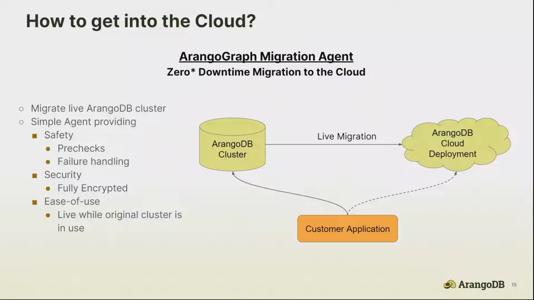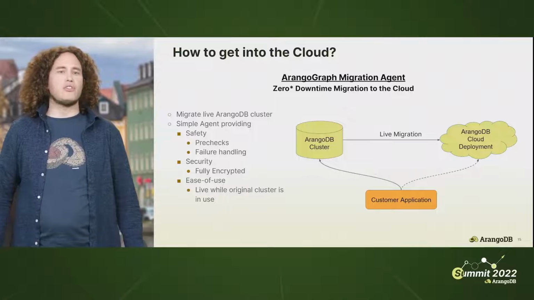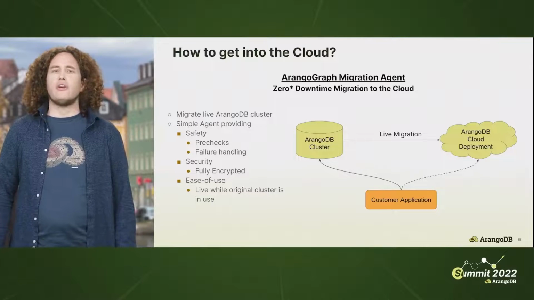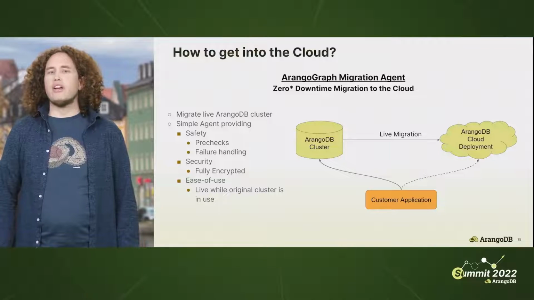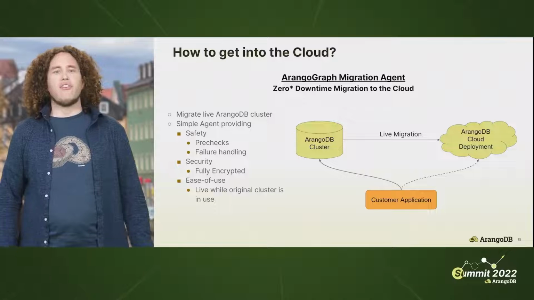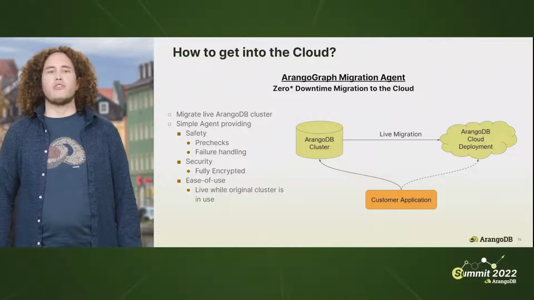Okay. Now, big question: that all sounds great, but how do I get my data in there? You might already have a cluster running somewhere, either on-prem in your own installation, or you might be operating your ArangoDB cluster on some cloud provider. So basically, this is your production cluster, and now you want to migrate over to the managed service solution, but you cannot encounter any downtime. This is where we're really happy to introduce the Arango Graph Migration Agent, which enables you to have close to 0 downtime migrations into the cloud, into the managed service.